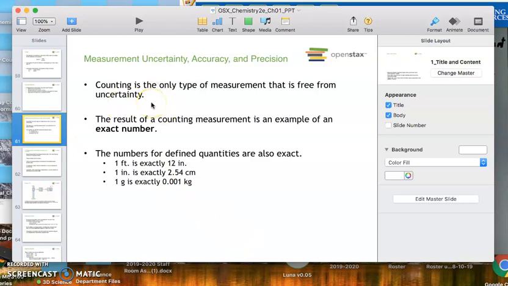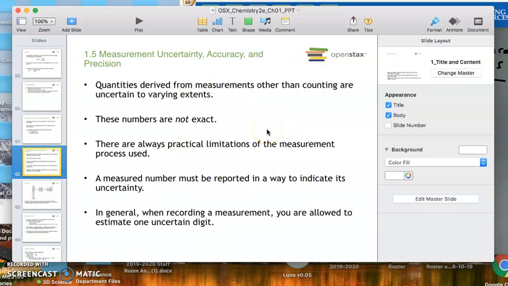So counting is a way you can measure something and it's free from uncertainty. So if I count 5 apples, I have exactly 5 apples. There's no uncertainty in that value. However, when you're measuring something with a tool in the lab, it may not be an exact number, and I'll explain why. So you're used to numbers telling you exactly what they mean. Like 1 foot is exactly 12 inches. 1 inch is exactly 2.54 centimeters, etc.